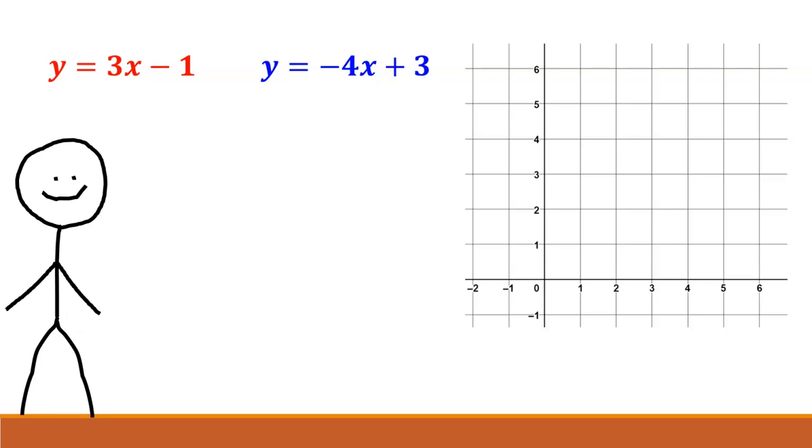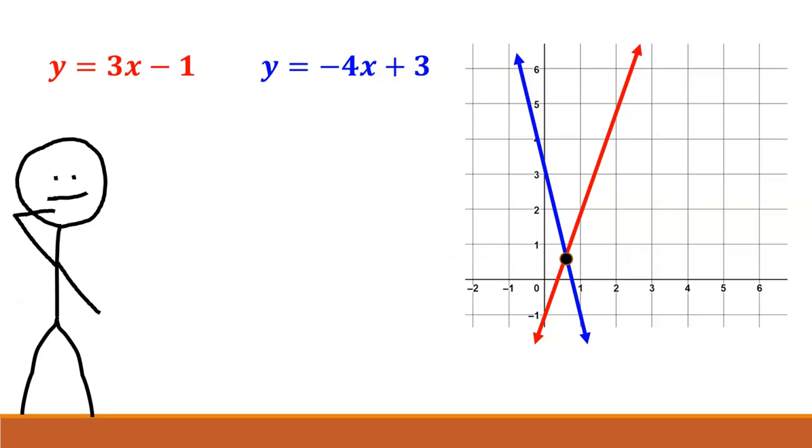So let's try that with this system of equations. Now, both lines are in slope-intercept form, so they should be pretty easy to graph. The first line has a y-intercept of -1 and a slope of 3, so it looks like this. And the second line has a y-intercept of 3 and a slope of -4. So here it is. Well, they do cross at a point, but what's the point?